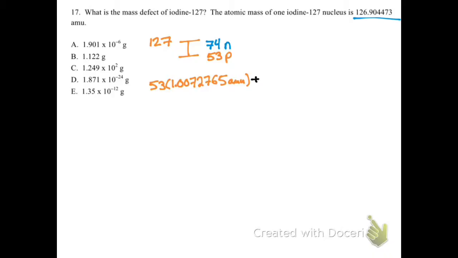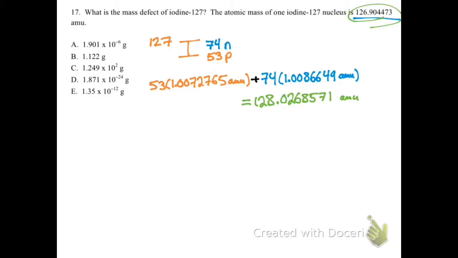Plus, there are 74 neutrons, and each neutron has 1.00866649 AMU. Both of those values can be found on your data sheet. So when we do that, we'll end up getting that the total mass that we would expect from 53 protons and 74 neutrons is 128.02685571 AMU. Now hold the phone here.